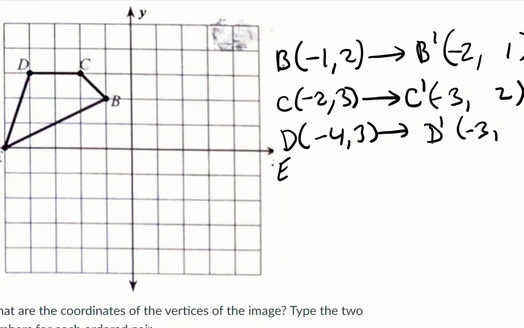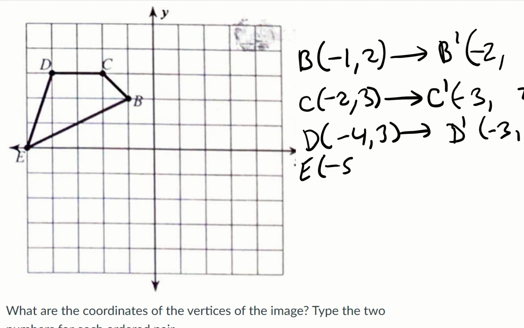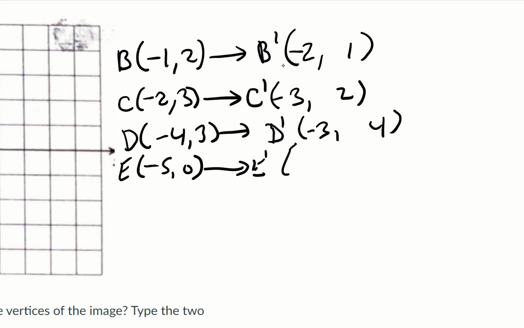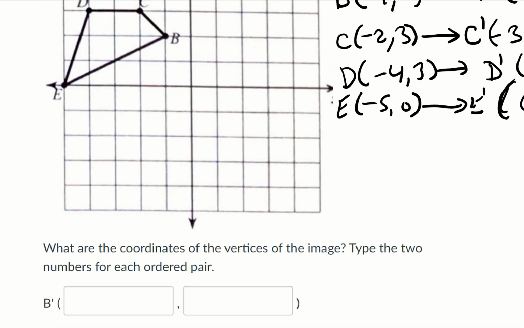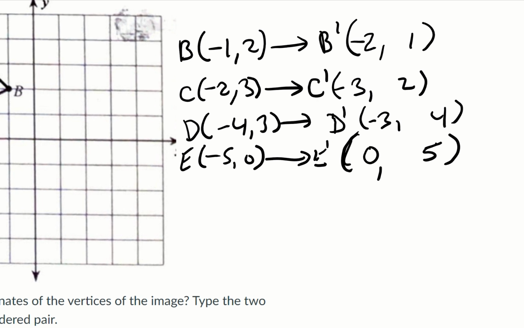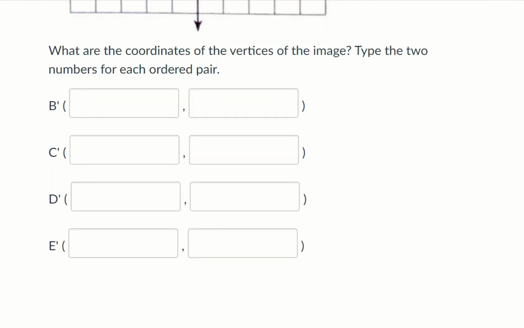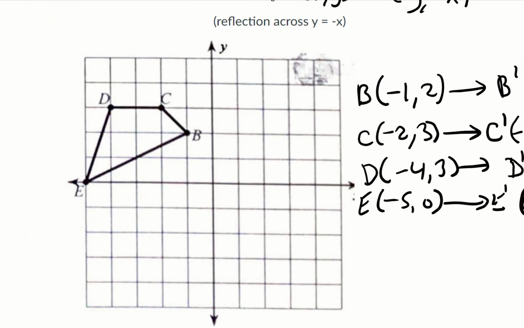And then lastly, we have E, which is negative 5, 0. Switch them, change the signs. Now this is a 0, so it doesn't really matter if it's positive or negative. 0 is neither positive nor negative, right? So we're just going to leave it at, you can write a minus there, but that doesn't mean anything. It's just 0. And so we have 0 and then positive 5. All right, so those are my coordinates, and you can just go ahead and fill in the blanks here with those coordinates, okay?